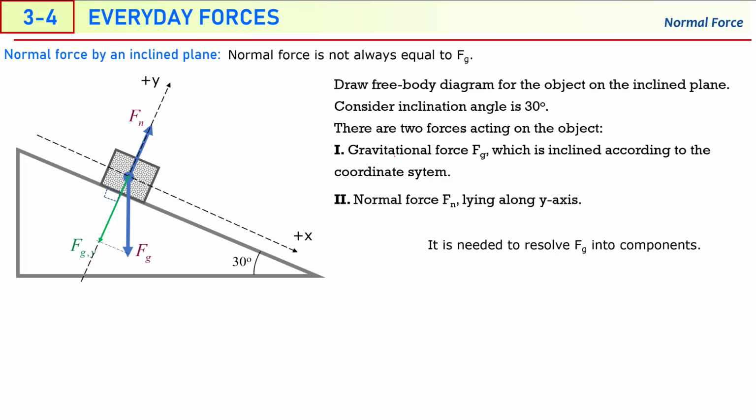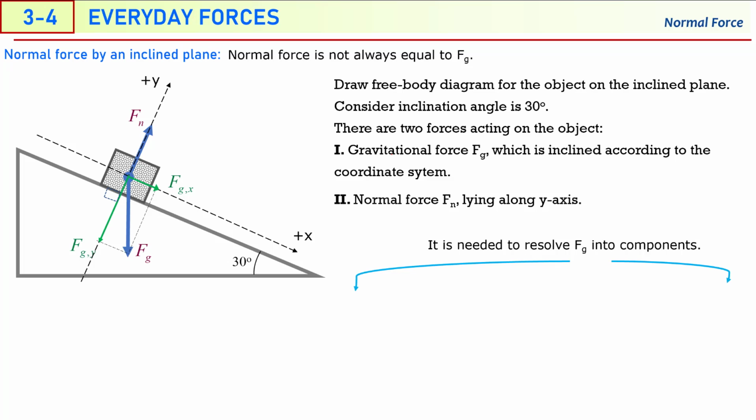To get the x component, you have to draw a line from the tip of the vector to x, parallel to y, perpendicular to x. So this line must be drawn. Then from the origin you are going to draw a directional line, which is Fgx. So Fg has two components, Fgy and Fgx.